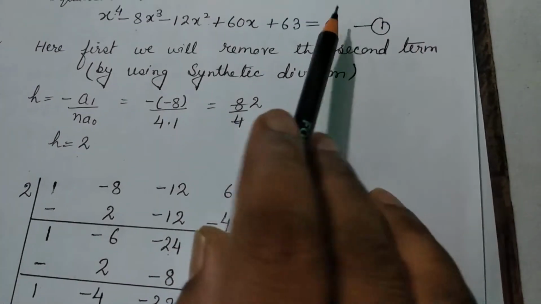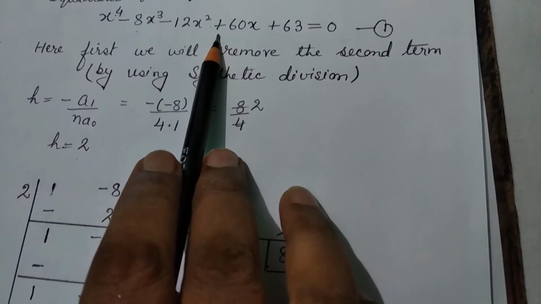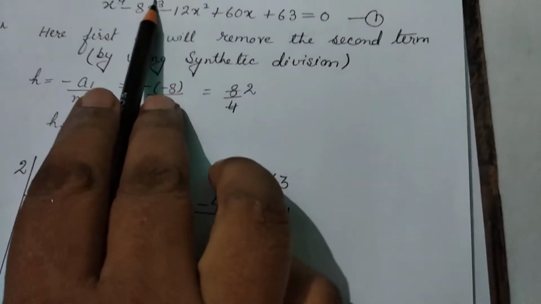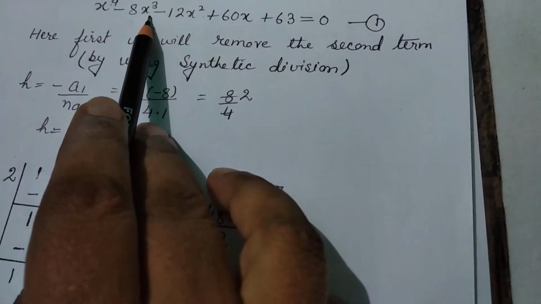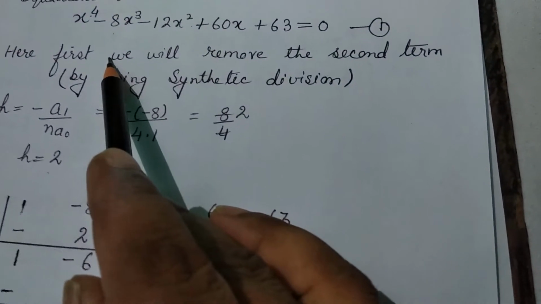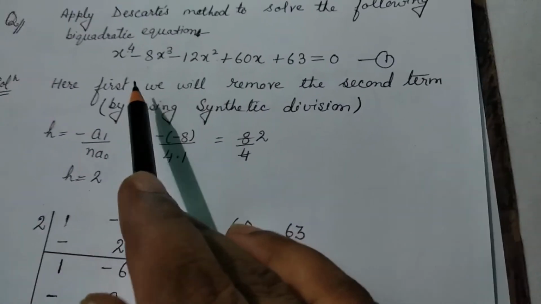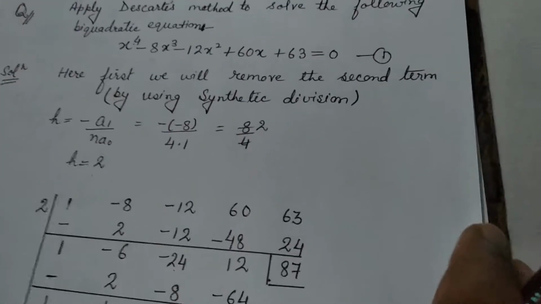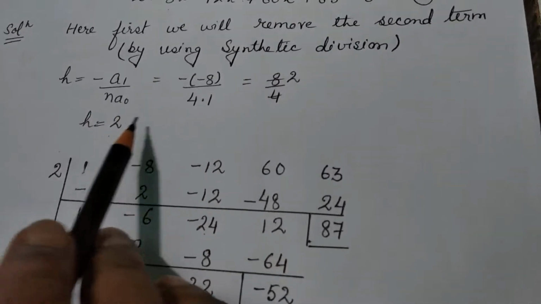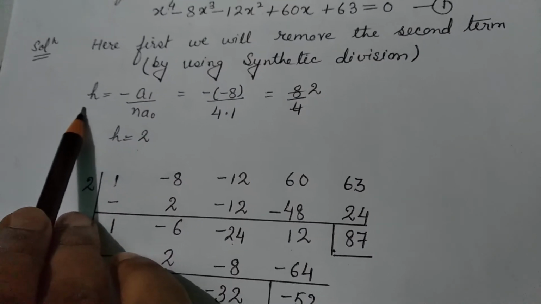So first here we see that all the terms are present. So the first thing we'll do is remove the second term by using synthetic division. Then we'll get a transformed equation and then we will solve that transformed equation with the help of Descartes' method. So let us proceed. First we'll remove the second term by using synthetic division. For synthetic division we need h.